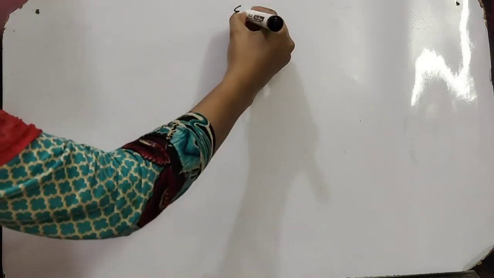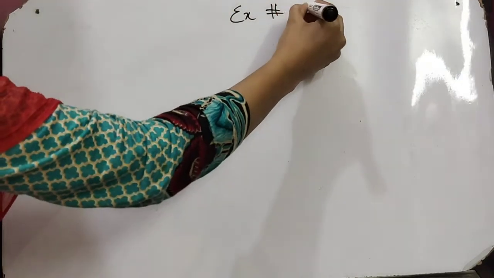Now we will move to question number 4 onward. For question number 4, we should know what the negative of any matrix is.